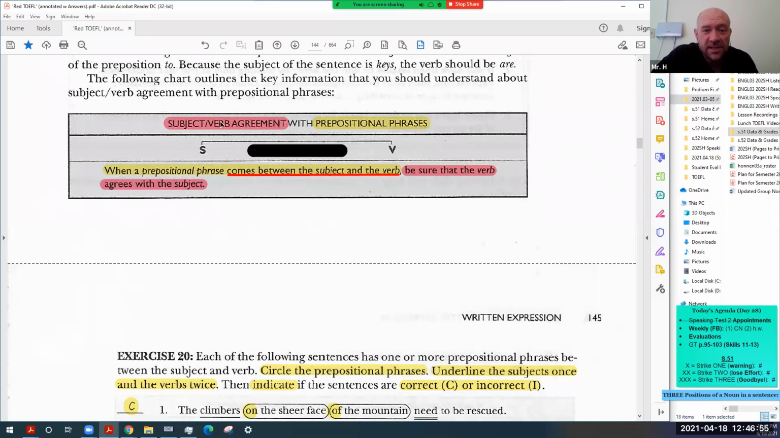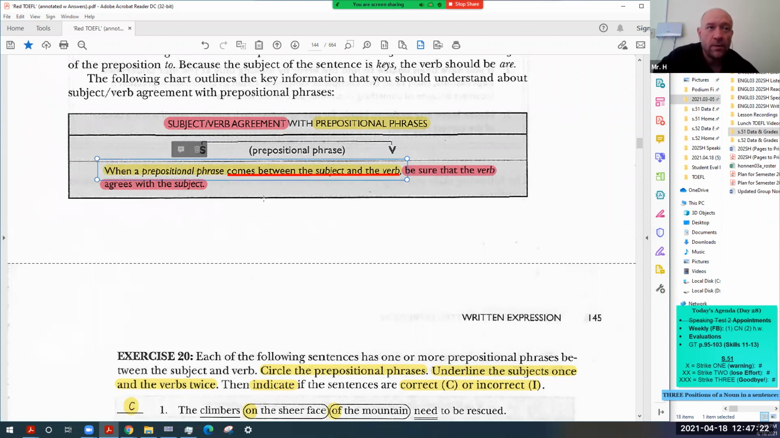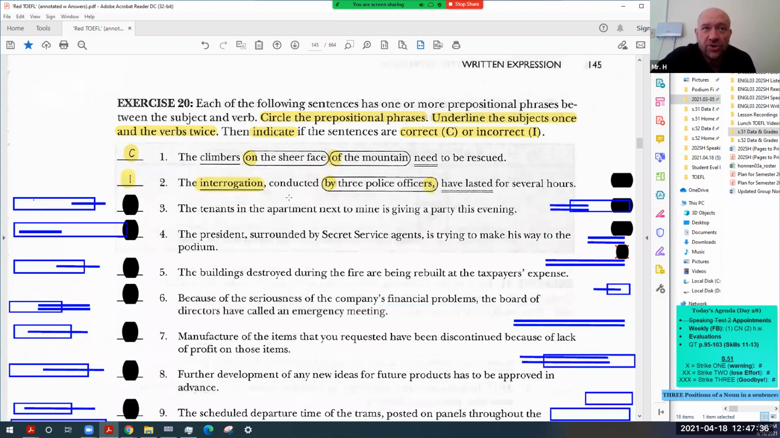Mohammed, number 7, what does it say? Subject-verb agreement with prepositional phrases. And what is the key idea? Subject, prepositional phrases. But what's the main idea here? What is the important idea? Match the subject and the verb, right? That's the main idea. Hamza, can you read? When a prepositional phrase comes between the subject and the verb, be sure that the verb agrees with the subject. Okay, make sure that it agrees. This is the trick, okay?